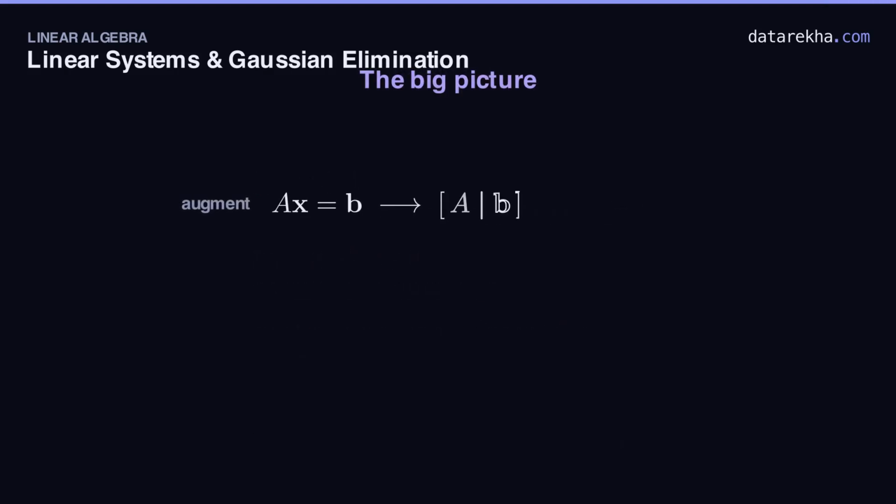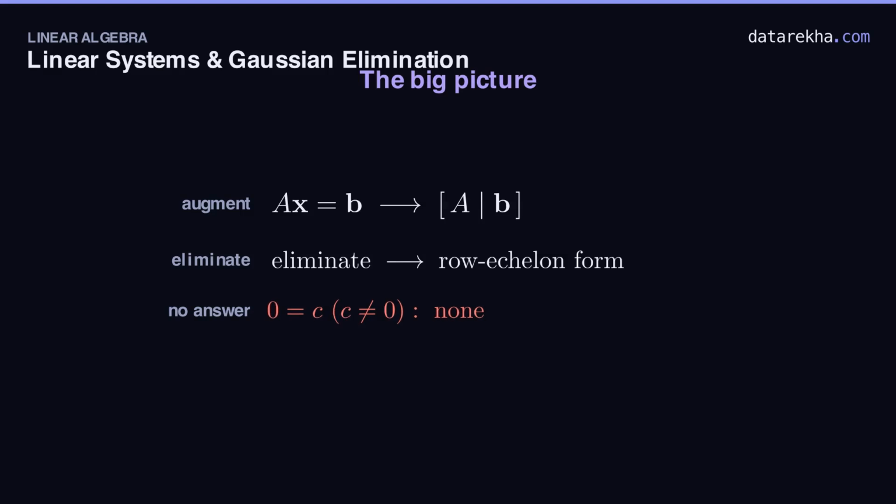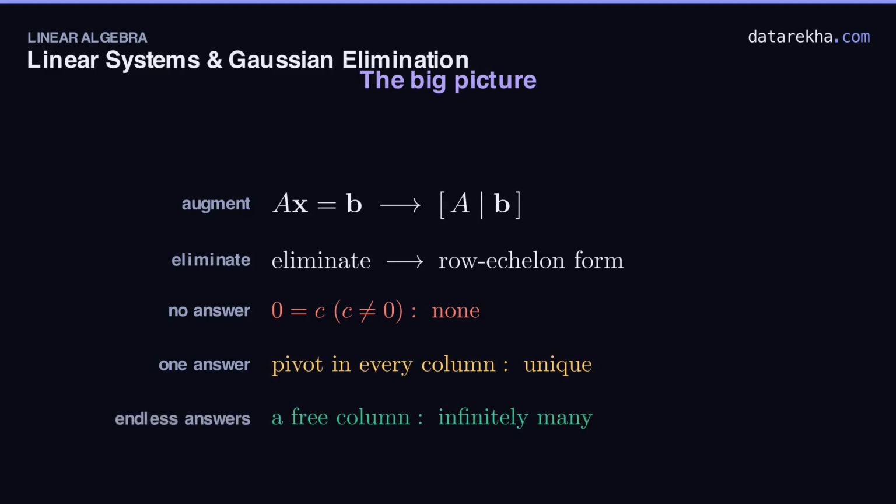Let's lock it all in. Write the system as Ax equals b, then pack it into the augmented matrix. Run the row operations forward until you reach row echelon form, that staircase of pivots. Then read the outcome of the rows. A row saying 0 equals a non-zero number means no solution. A pivot in every variable column means each unknown is nailed down. Exactly one solution. And a column with no pivot means a free variable and infinitely many solutions. Master those steps, and no linear system will stump you again.